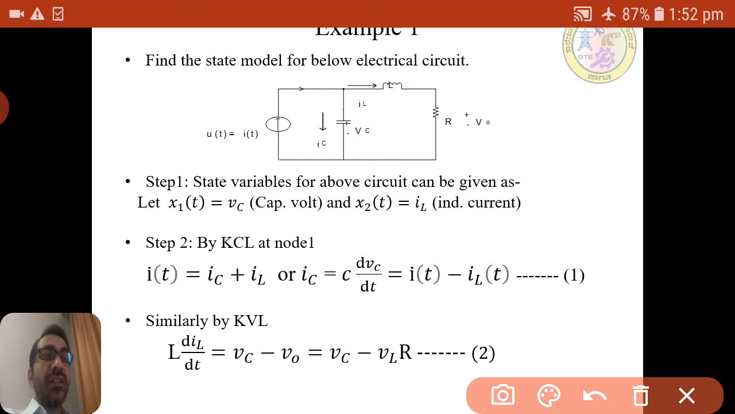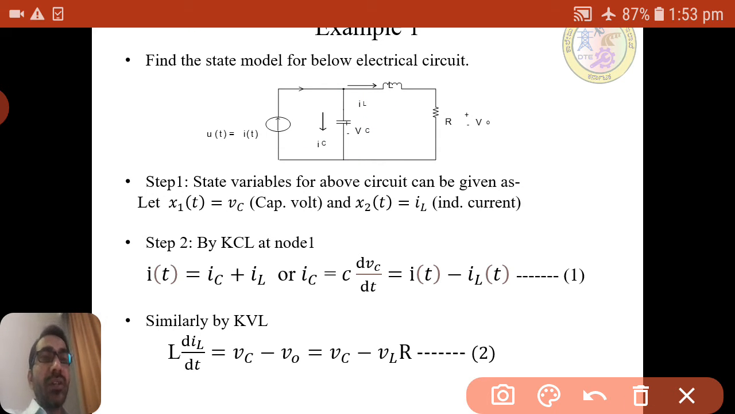If the circuit is like this, there are three steps we are going to use to derive the state model. The first step is to finalize how many state variables are in the circuit. If you consider the above circuit, there are two state variables. Usually we consider state variables in terms of the storage elements. There are two storage elements here: one is the inductor, and the other is the capacitor, the current flowing through the inductor and the voltage across the capacitor.